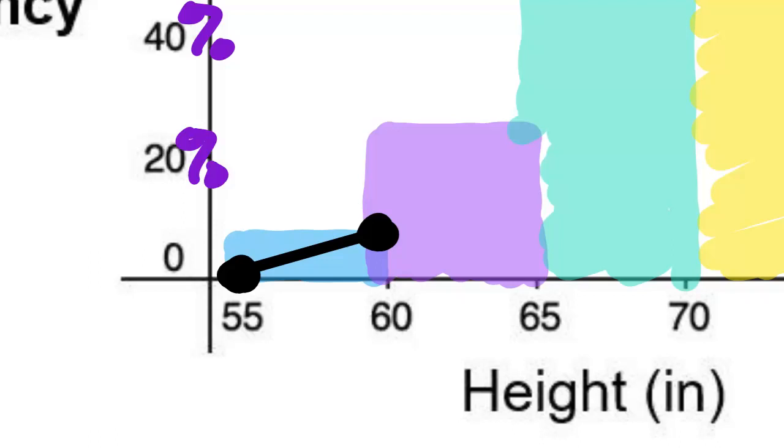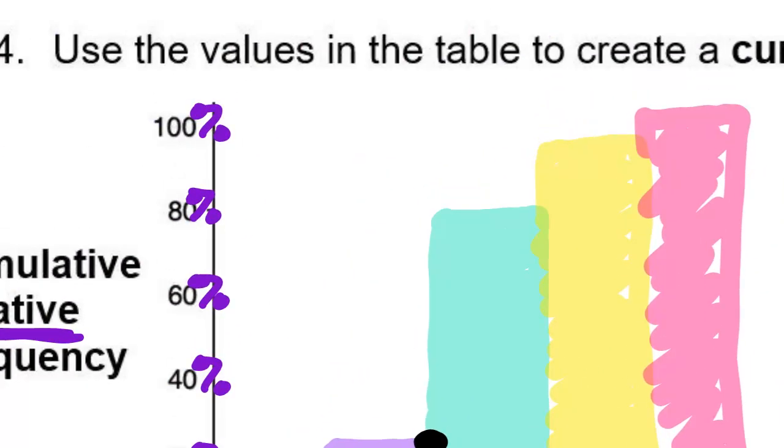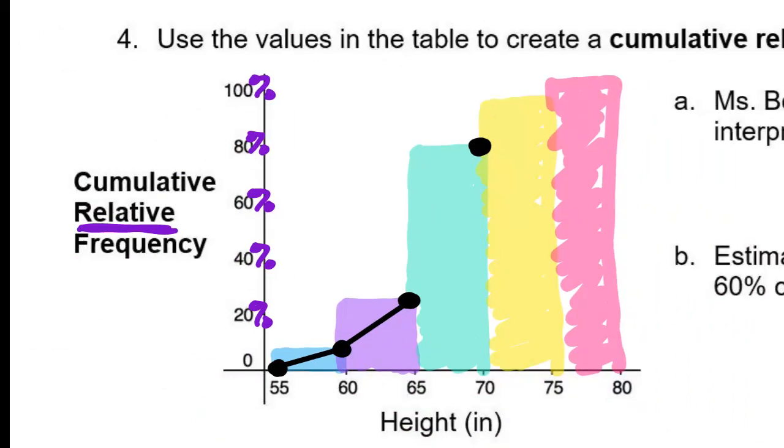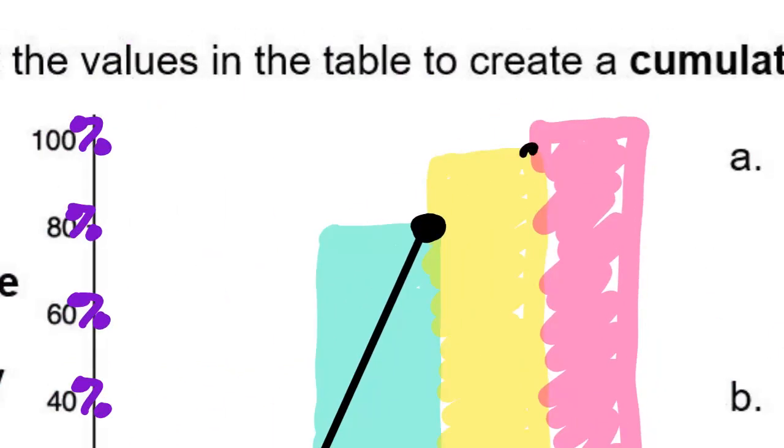Between 60 and 65, now we jumped up to 25%. I'm going to connect the 60 and the 65 dots together. Once we made it all the way over to 70 inches, we now had 80% of all the people. I'm going to connect those with a line segment. And then we went up to 95%. And we ended at 100%.